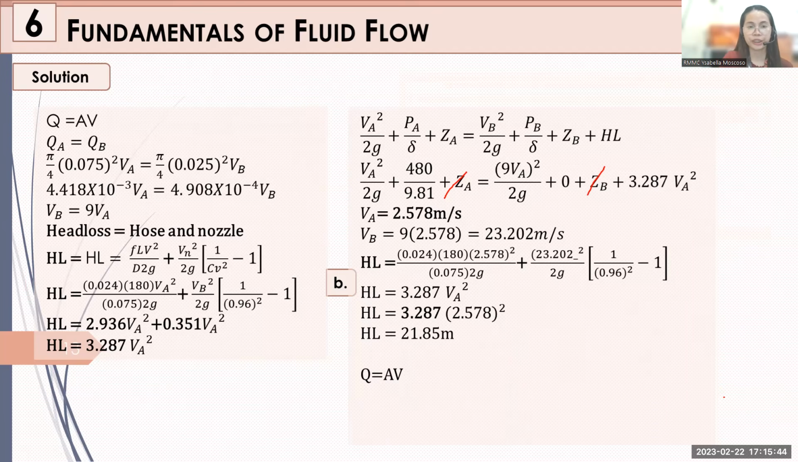Okay, so for the discharge for question letter C, discharge given by the nozzle. Since nozzle na yung pinag-uusapan natin, di ba the formula of your discharge is area times the velocity. Balikan natin yung problem.